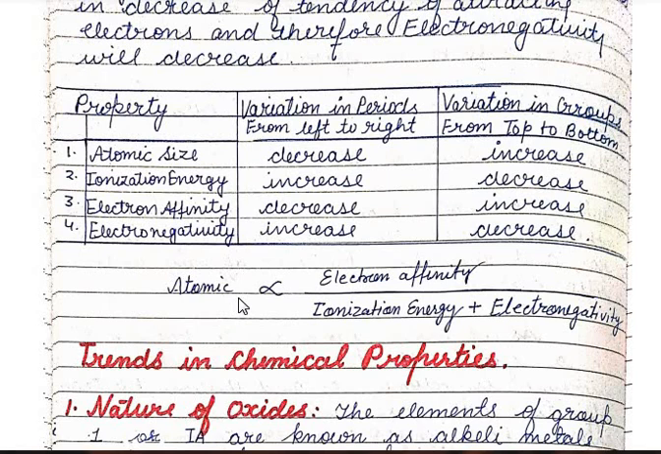You again can simplify: the atomic size is directly proportional to electron affinity and it is inversely proportional to ionization energy and electronegativity. So it is a simple way to learn the relationship between atomic size, electron affinity, ionization energy and electronegativity.